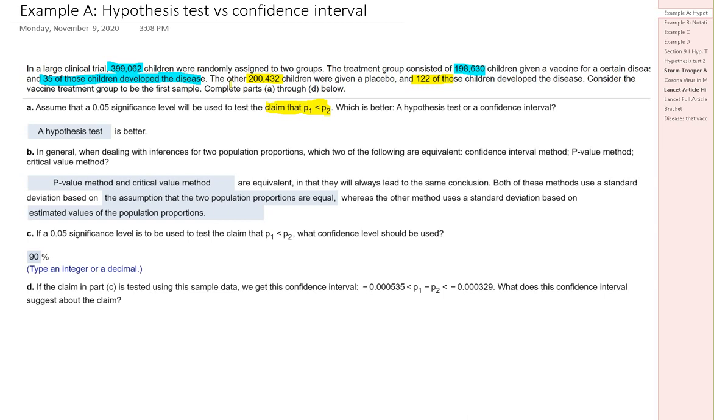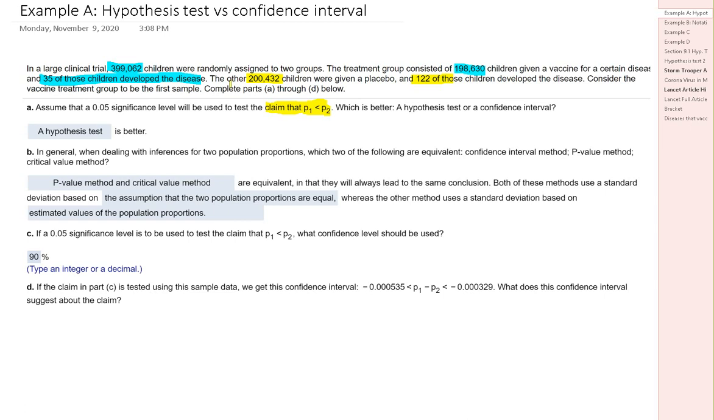In any case, it says a large clinical trial, 392,062 children were randomly assigned to 2 groups. The treatment group consisted of 198,630 children given a vaccine for a certain disease, that would be polio, and 35 of those children developed the disease. The other 200,432 children were given a placebo. Of those, 122 developed the disease.